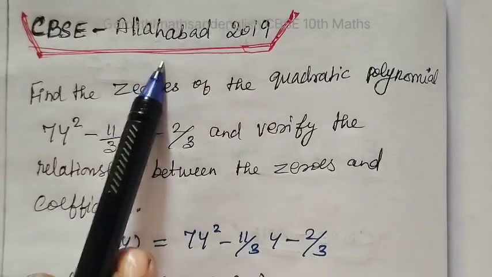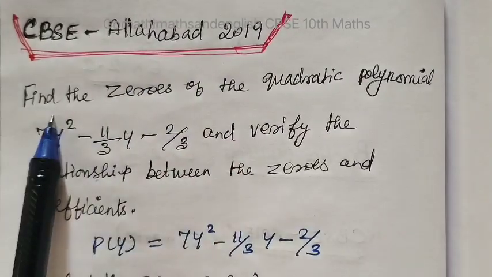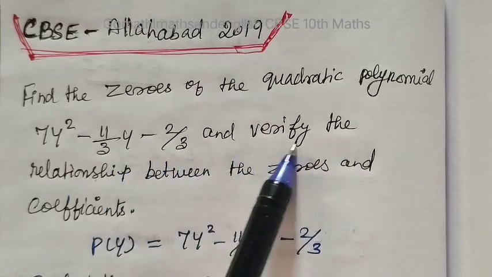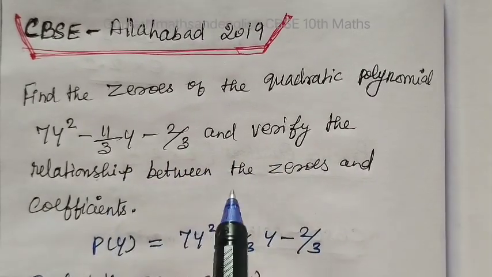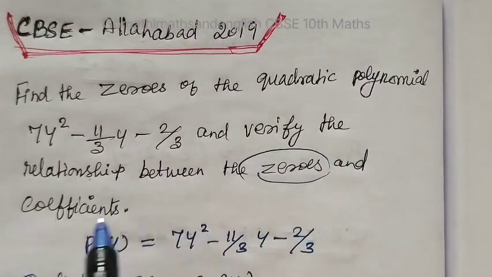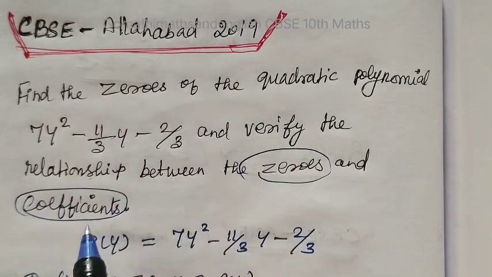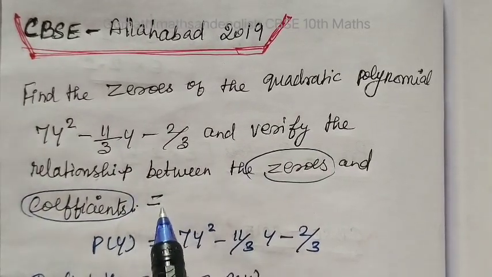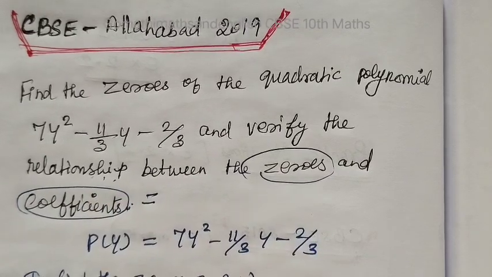Now CBSE Allahabad question 2019. Find the zeros of the quadratic polynomial and verify the relationship between zeros and coefficient. The answer we get using the zeros and the answer we get using the coefficients will definitely be equal. That relationship is what we are finding.